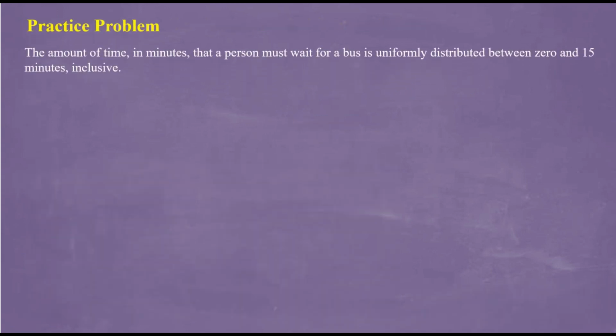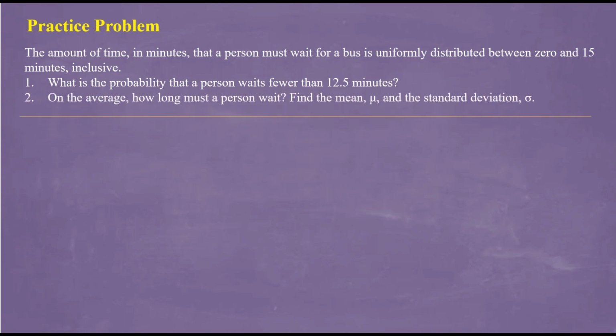Let us quickly take a problem based on uniform distribution. The amount of time in minutes that a person must wait for a bus is uniformly distributed between 0 and 15 minutes. What is the probability that a person waits fewer than 12.5 minutes? And secondly, on the average, how long must a person wait? Find the mean, mu, and standard deviation, sigma.